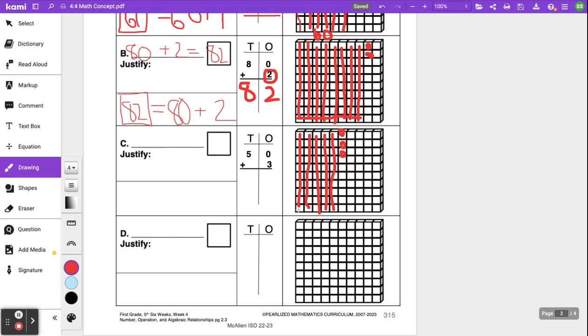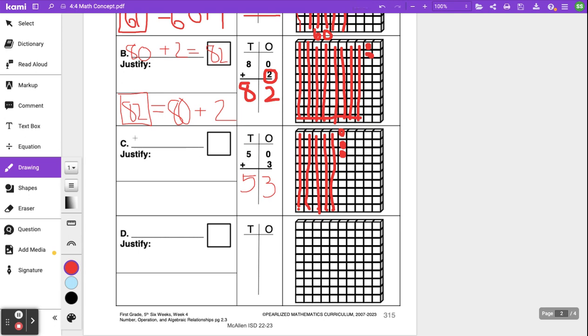Okay, did you put in your 5 tens? 1, 2, 3, 4, 5 tens, and 3 ones. 1, 2, 3. 5 tens is 50, 51, 52, 53. So what is the number of 50 plus 3? Yes, it is 53. Because if I just add the ones together, 0 plus 3 is 3. 5 plus nothing is 5.